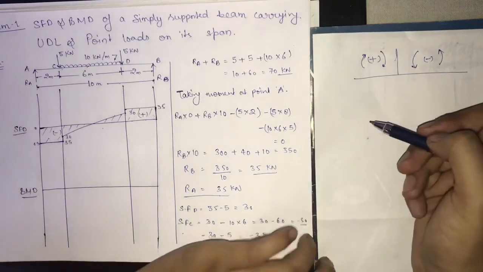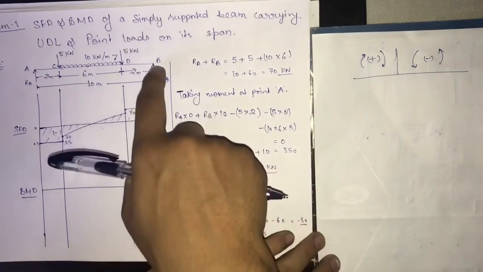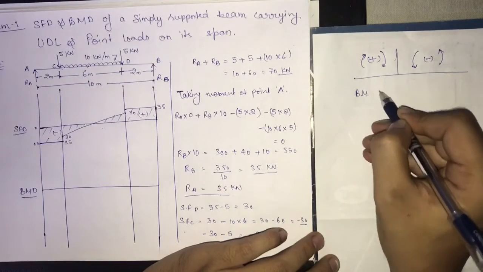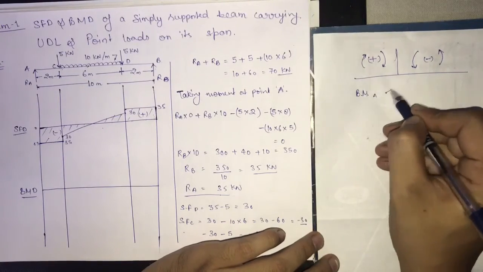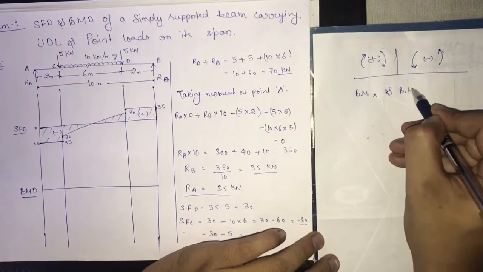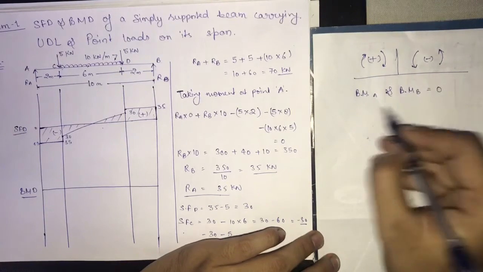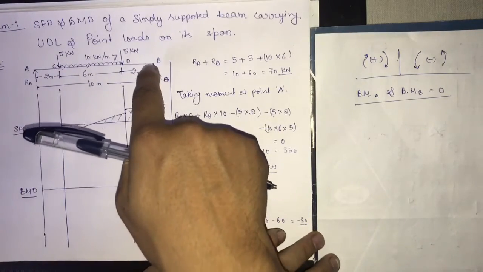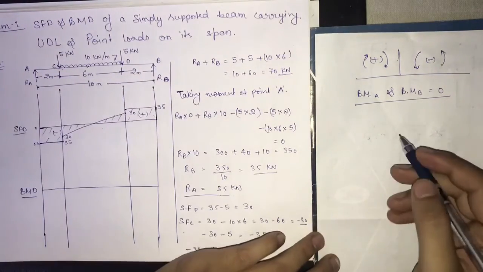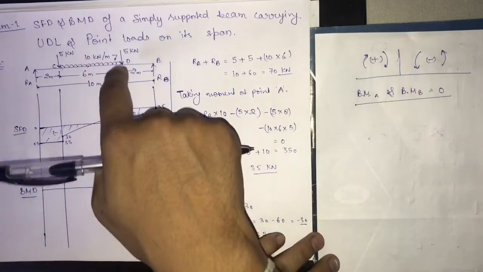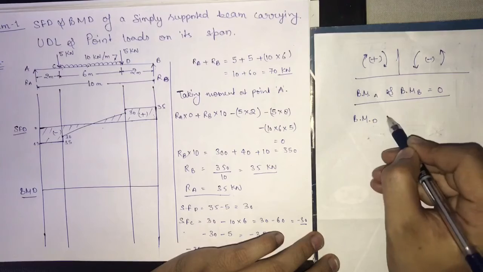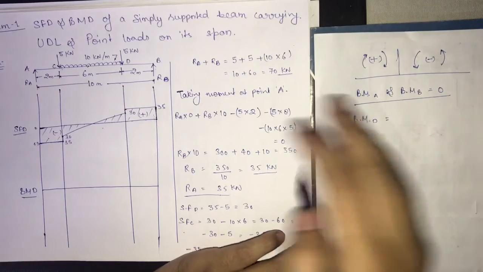Now, as you all know, the bending moment at the supports is 0, so the bending moment at point A and the bending moment at point B is equal to 0. So there is no need to find the bending moment at points A and B separately. So let's find the bending moment at point D.